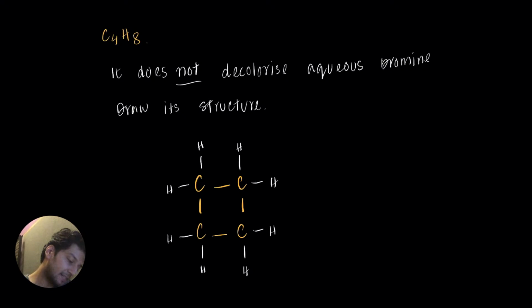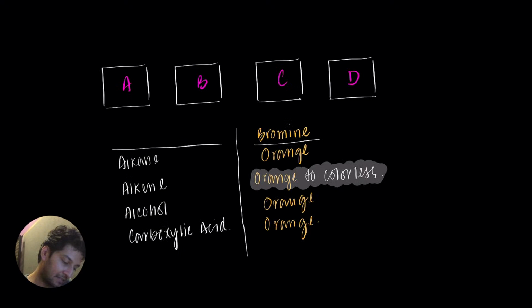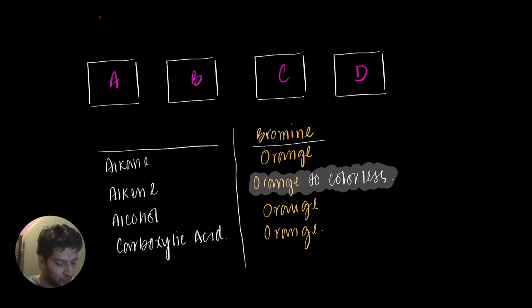Do you guys understand this is a test for alkenes? Aqueous bromine is used as a test for alkenes.